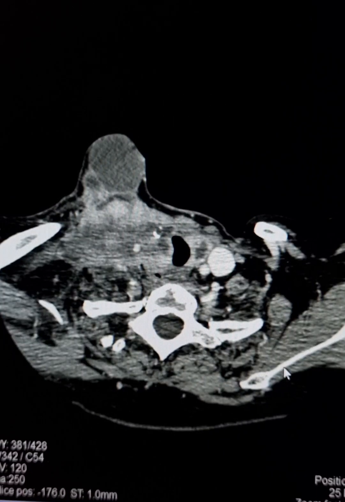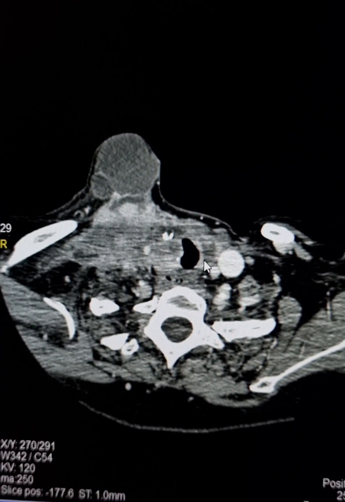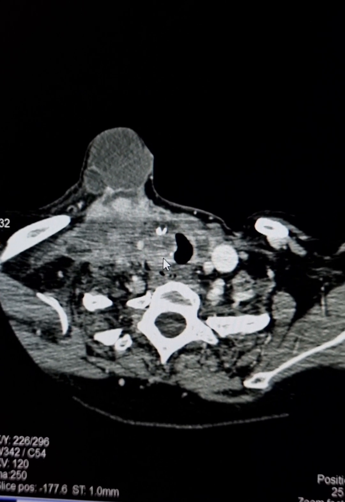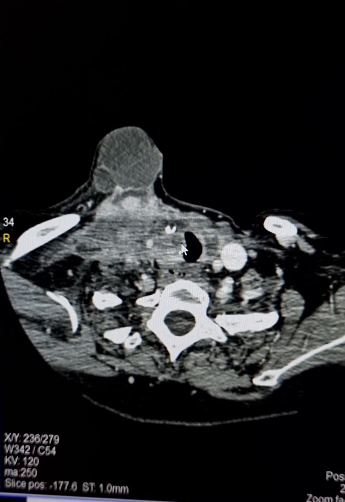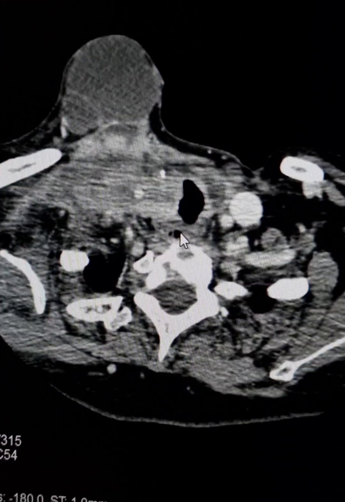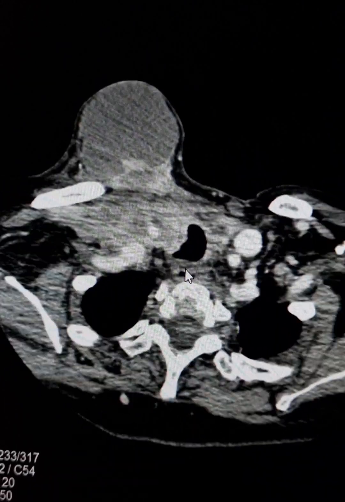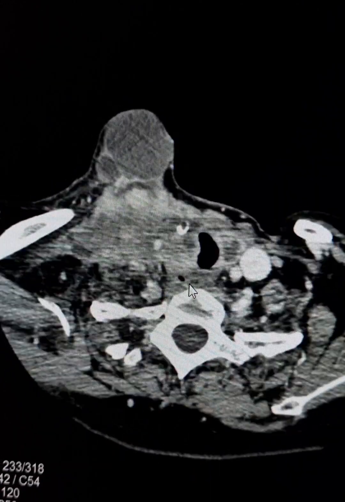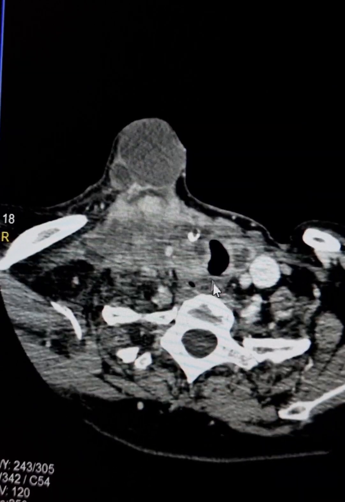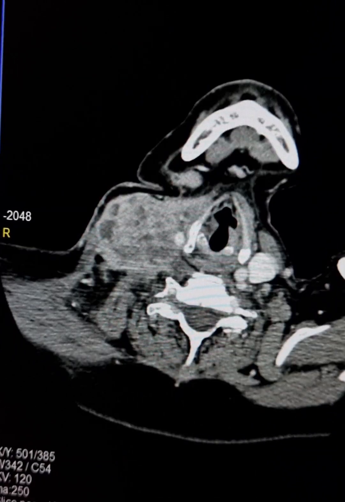Now the mass abuts trachea. It has displaced trachea towards left side. It has indented the right lateral wall of trachea, and apparently its interface with the trachea is indistinct. This is esophagus here. Esophageal lumen is fairly preserved, and its interface also appears fairly distinct. So it appears that there is no involvement of the esophagus.